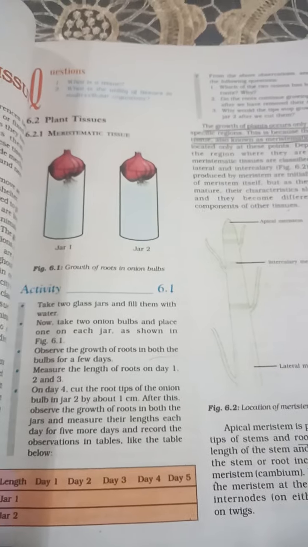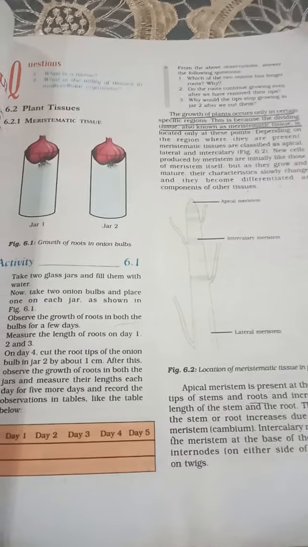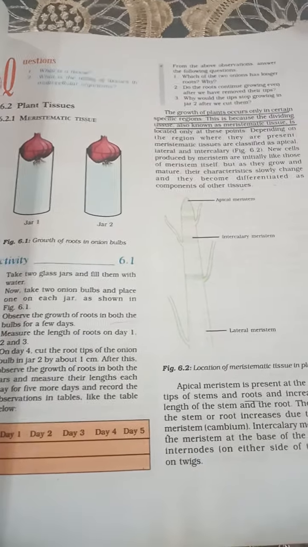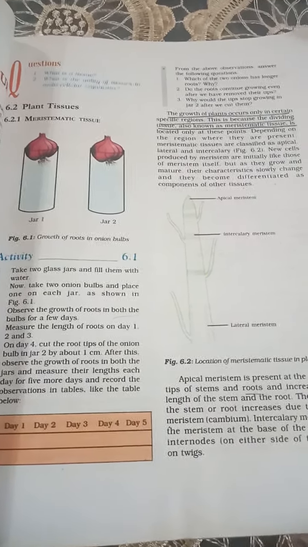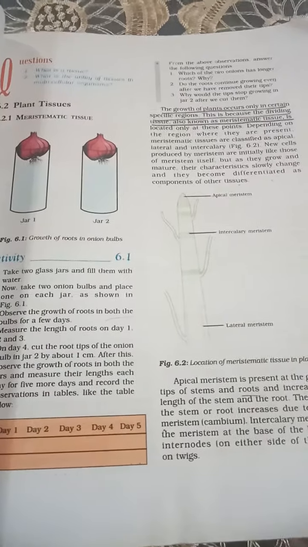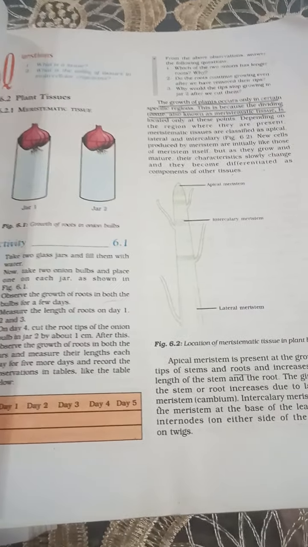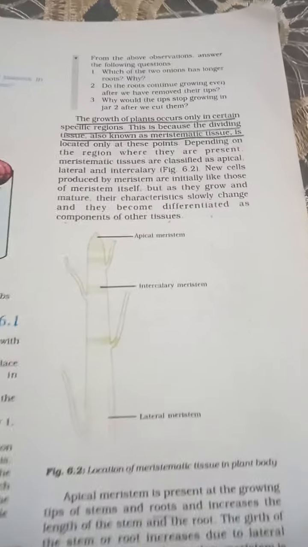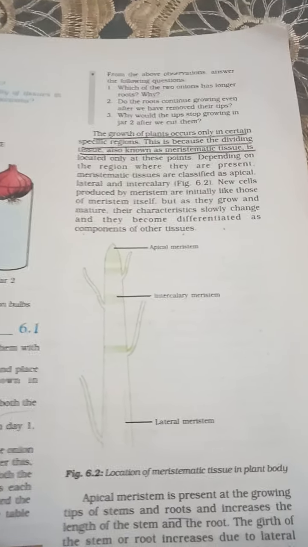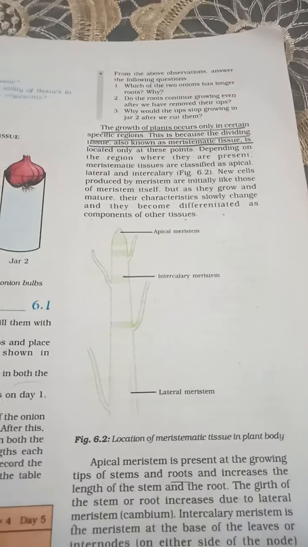Yesterday, we started with the chapter tissue and we discussed that there are two types of tissues, that is, plant tissue and animal tissue. And in plant tissue, we discussed meristematic tissues. Now, I am just going to repeat what meristematic tissues are. Meristematic tissues are the dividing tissues which have the capability of dividing themselves. Yesterday, we did the three types of meristematic tissue, that is apical meristem, intercalary meristem and lateral meristem.